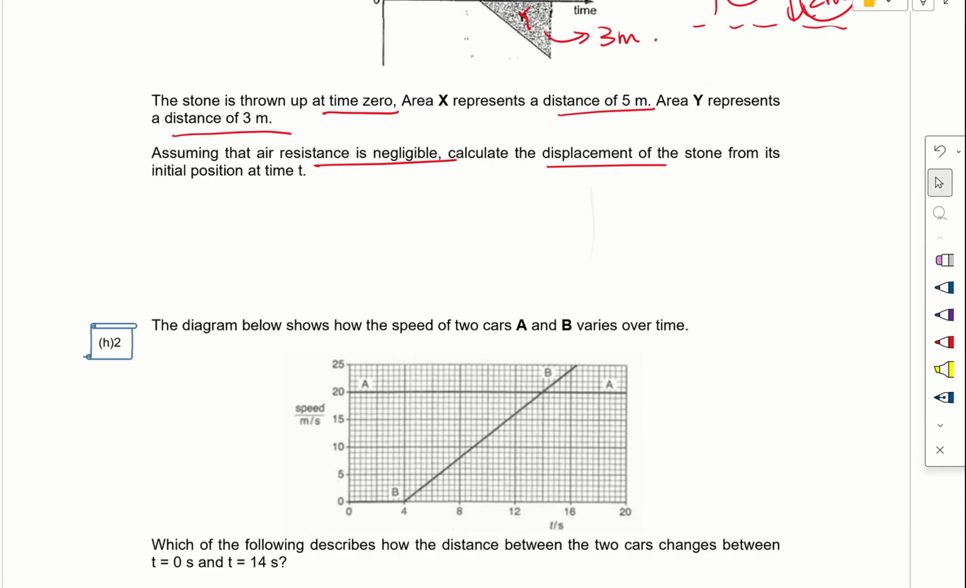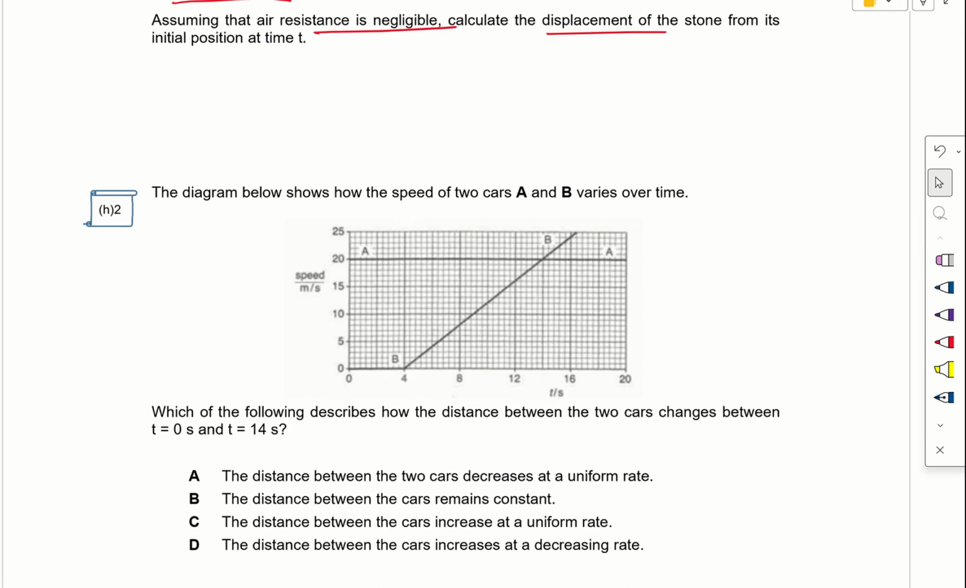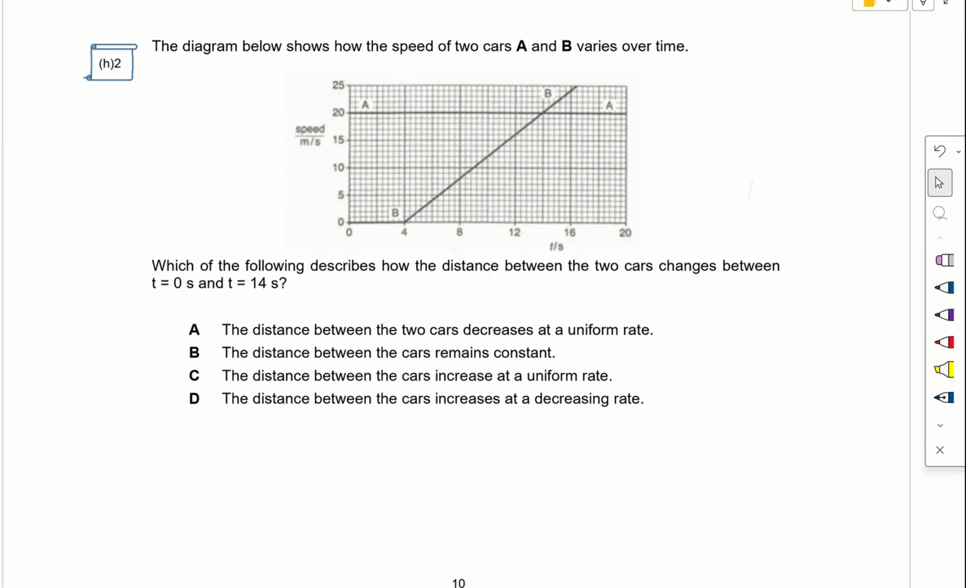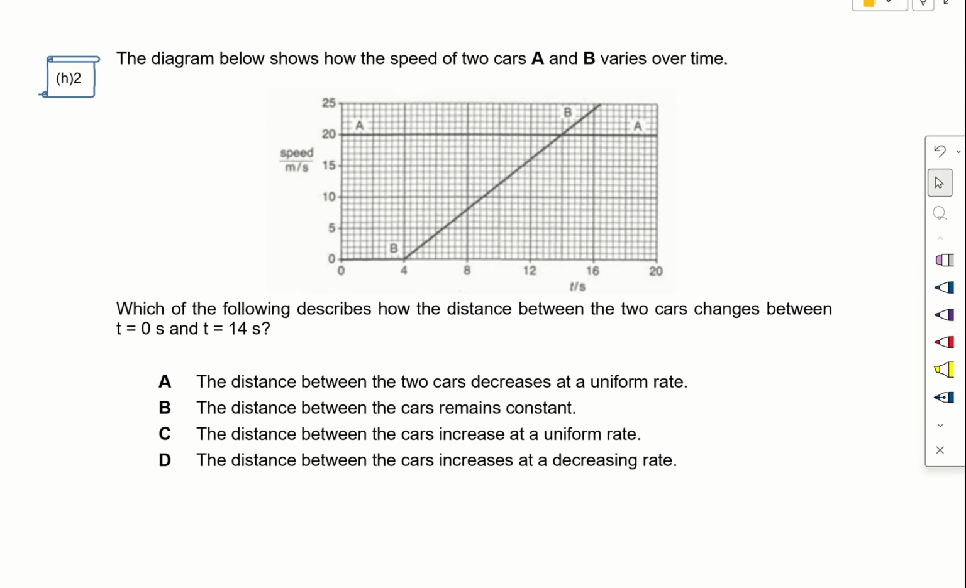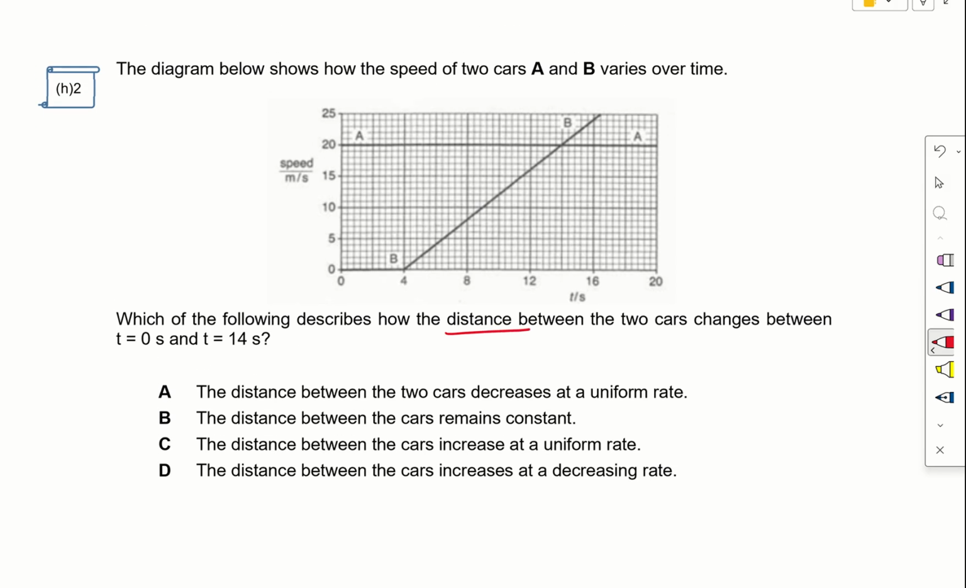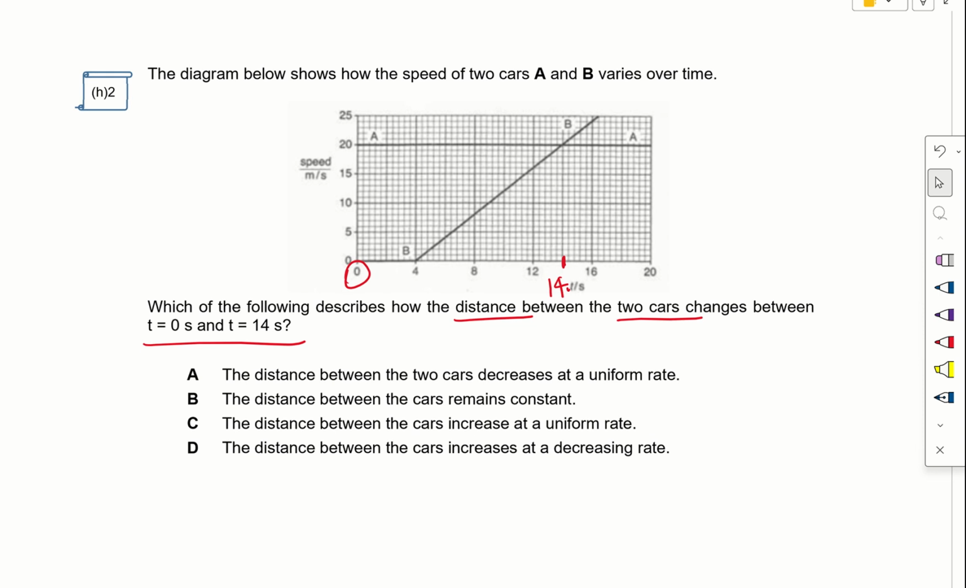Okay. Now H2. The diagram below shows how the speed of two cars A and B varies over time. So again, speed time graph. The gradient represents acceleration, and the area on the graph represents distance traveled. Which of the following describes how the distance between the two cars changes between t equals 0 and t equals 14? So t equals 0 is here, t equals 14 is over here. Take note that all the options cover distance, which is the area under the graph.